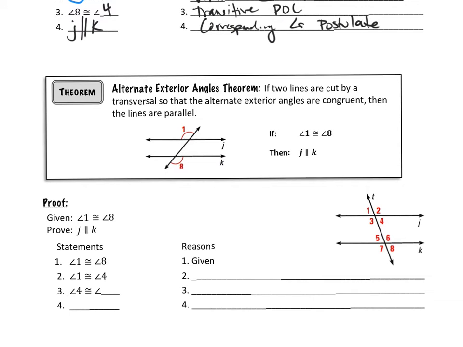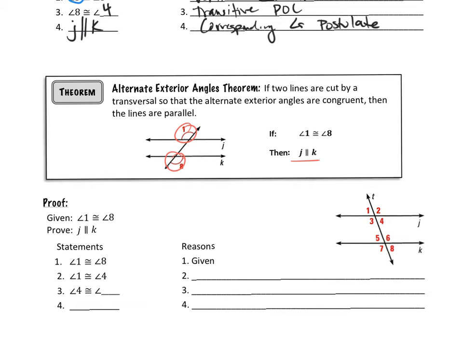So that was the alternate interior angles theorem, and now we're going to look at the alternate exterior angles theorem, which is exactly the same thing, except now we're looking at exterior angles to my two lines that I'm determining are parallel or not. So if I'm given that angle 1 is congruent to angle 8, in this case they are alternate exterior angles, once I'm done proving this theorem, I will be able to say, every time I see this scenario, that the two lines are parallel.